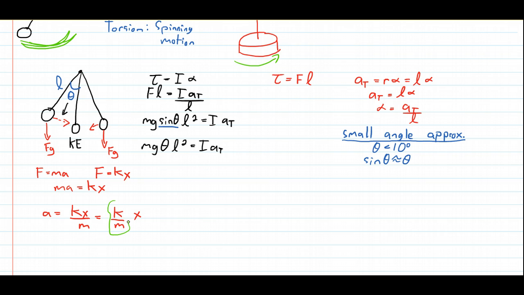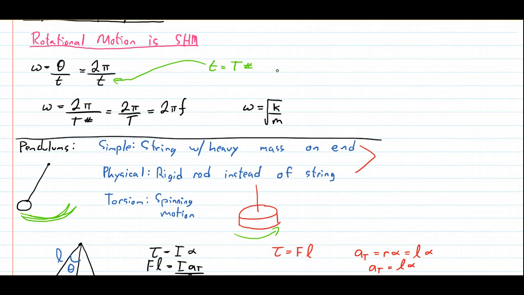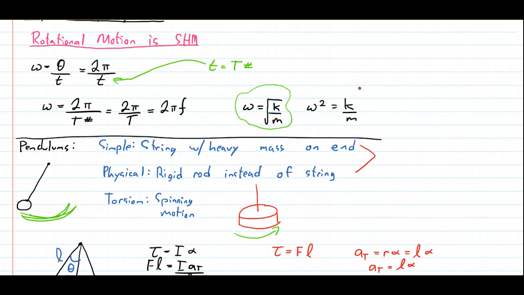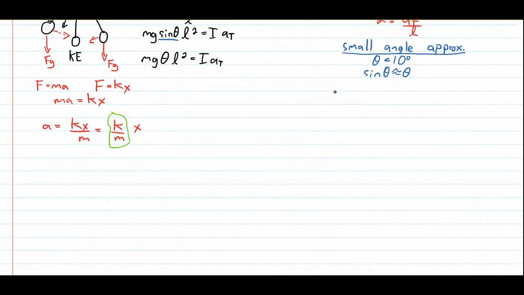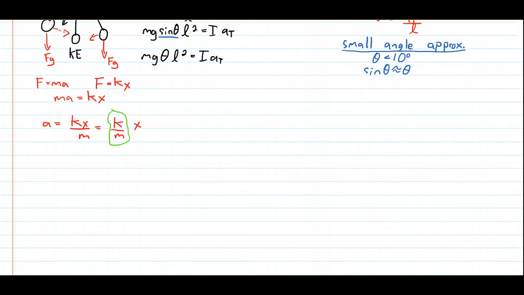This term of k over m. And so if we scroll back up, we're going to notice this relationship that I gave you a minute ago, which also involves k over m. And so we can see here that omega squared equals k over m. So now let's use this relationship and substitute it back in down here. And so this will give us acceleration equals omega squared times x.